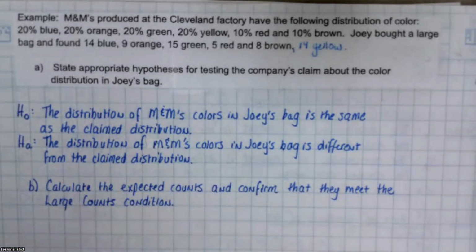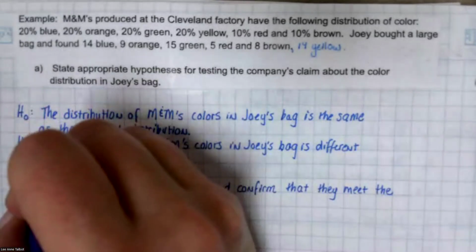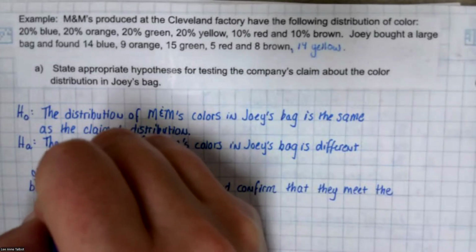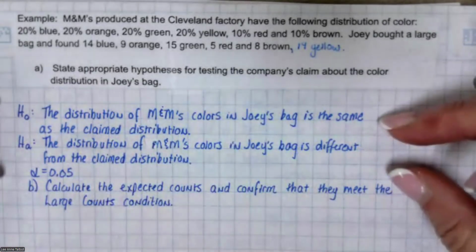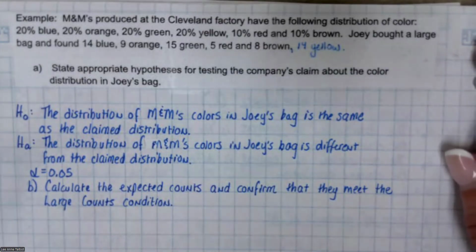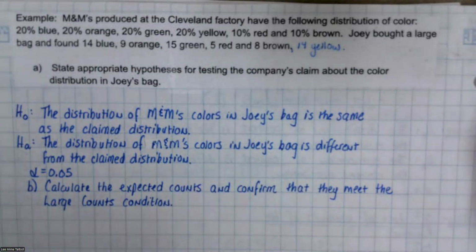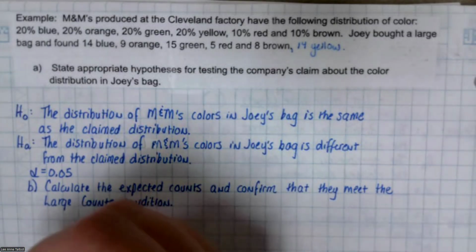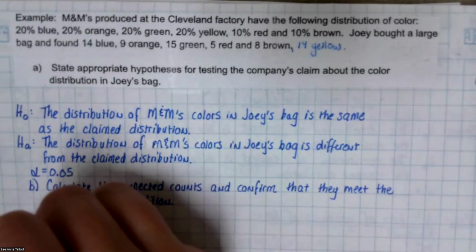Anyway, okay. I should say the alpha level, even though it didn't ask me to. You guys can see where this is going. I literally just said state the hypotheses, but I can't trick you guys. You know that I'm just putting the 4 parts of the test in here. Calculate the expected counts and confirm they meet the large counts condition. Okay, this is your first time of doing the expected.